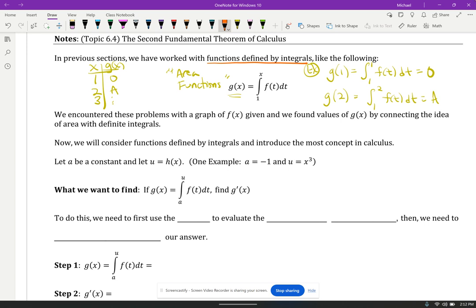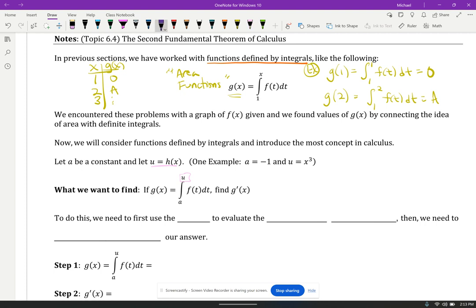Cool. So we will be looking at these functions, but specifically, we're going to want to take the derivative of these functions. If g is a function, then I can take a derivative just like I can take the derivative of anything else. Suppose a is a constant, some number like 1 or -1 or 5, and u is a function of x. It could be x to the third, it could be x, it could be e to the x, it could be any function. If g of x is defined as this definite integral, can we find the derivative of g of x?